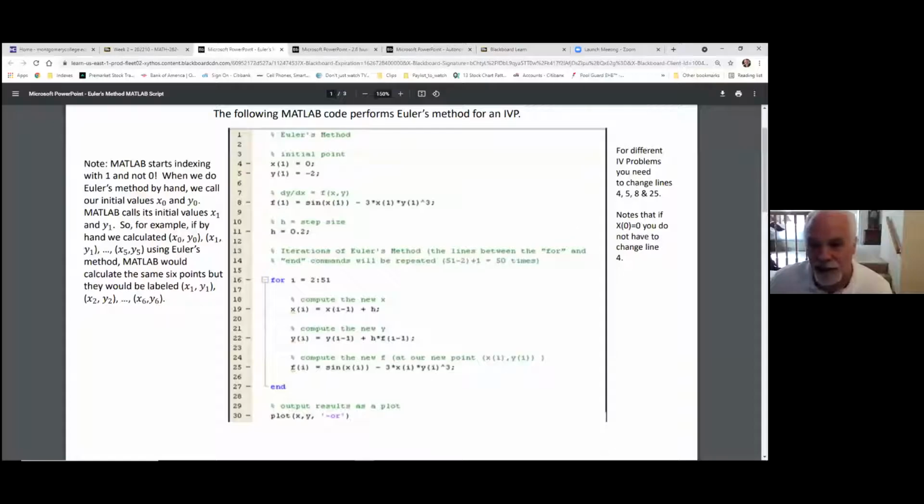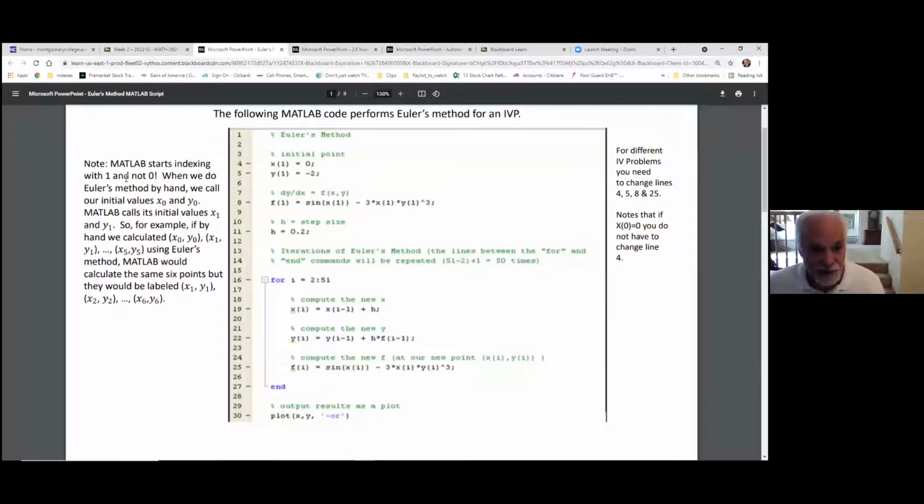And you had to determine what lines needed to be changed if you had a different initial value problem. So in other words, here's your function, sine of x. Well, first of all, one of the things with MATLAB is that the indexing starts from 1 and not 0.